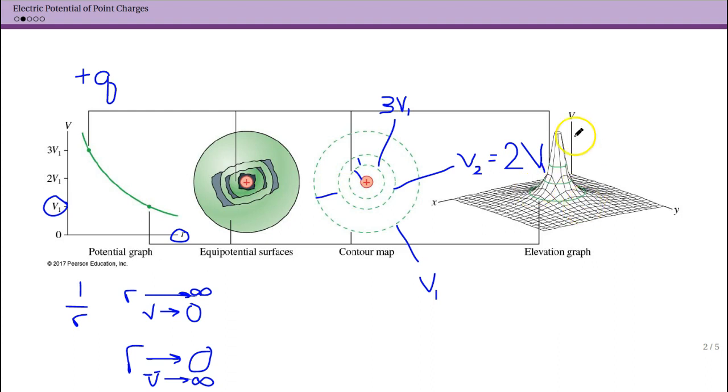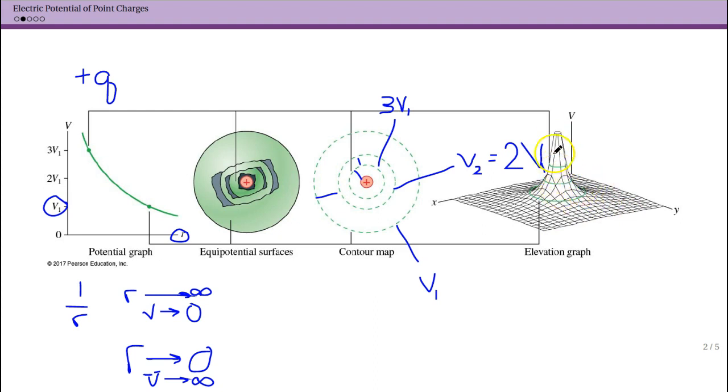Another thing that's helpful to look at is this elevation graph. Note that these little squares are put on just to help you better see what's going on, and obviously this would be really hard for you to draw yourself. But we can look at the picture in the book. Sometimes you're going to see colors on it just to help you better visualize what's going on.